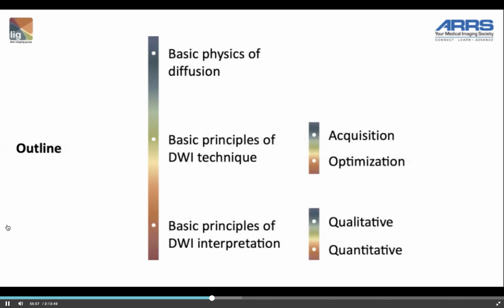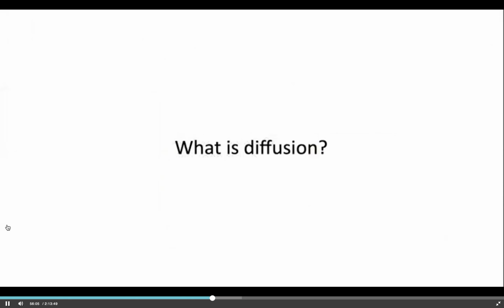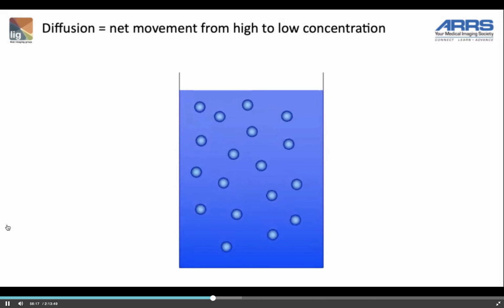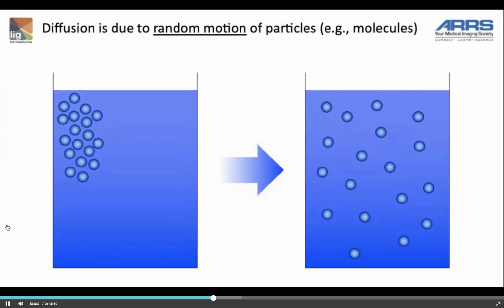My outline follows directly from the objectives, so let's start by talking a little bit about the basics of the physics of diffusion. So you might ask, what is diffusion? Diffusion is the net movement of particles or structures, such as water molecules, from high to low concentration, as illustrated in this cartoon. Now, it's very important to understand that the motion from the high to the low concentration is due to the random motion of particles.